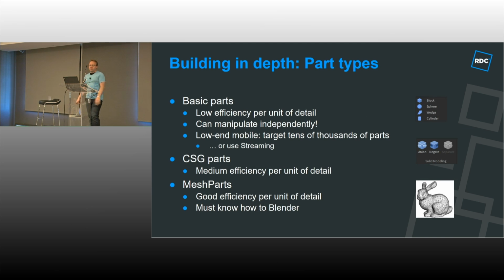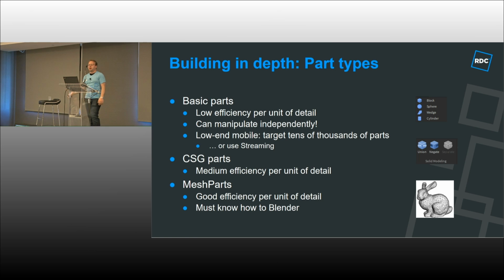All right, so let's talk about basic parts and other parts like this. So what are basic parts? Blocks, spheres, cylinders, wedges, corner wedges, all this amazing stuff that we have supported over the years. The problem with basic parts is low efficiency per unit of detail. The block is kind of boring. You have to have a lot of blocks to have varied content. The good thing is you can take a part, you can change it however you want at any point in time. Because of this cost per part, on low-end mobile, you should target approximately tens of thousands of parts, right? Low tens, high tens, depending on whether they move.